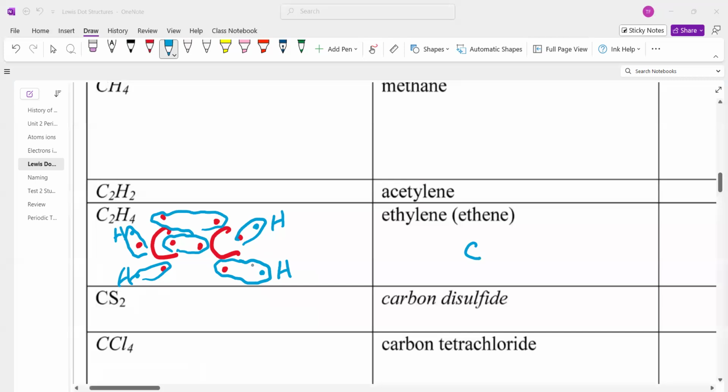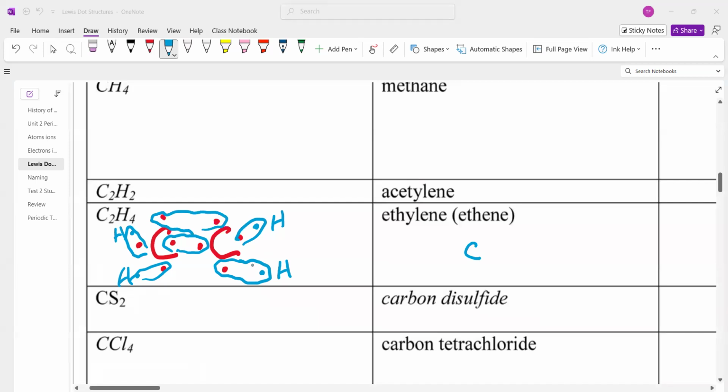Before this, let's check to make sure this is legal. Okay, so remember the steps. Carbon needs 4 bonds: 1, 2, 3, 4. That's good for this one. Check this one here. We're counting shared bonds now: 1, 2, 3, 4. So carbon's good. Hydrogen needs 1, 1, 1, 1. So that part's legal.